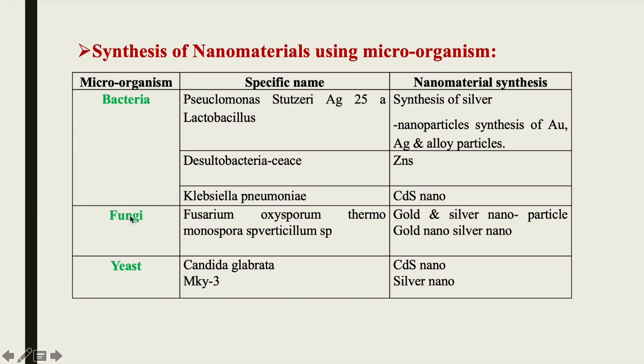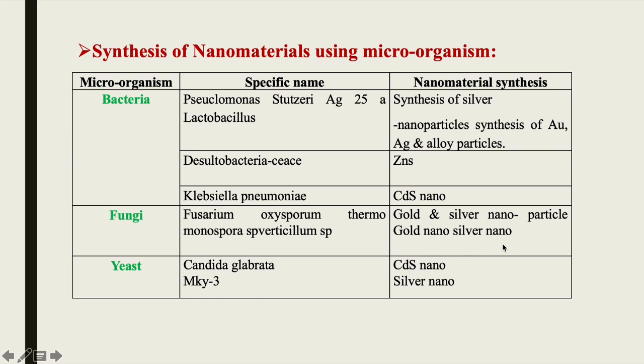Now we are going to see the second microorganism, that is fungi. In fungi, there is Fusarium oxysporum, Thermomonospora sp., Verticillium sp. These species are used to synthesize gold nanoparticles or silver nanoparticles.